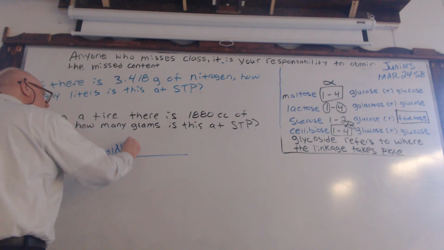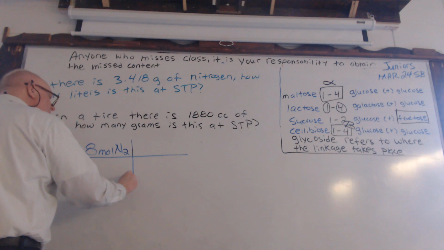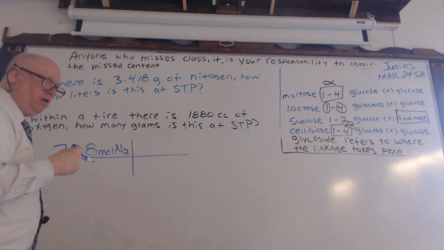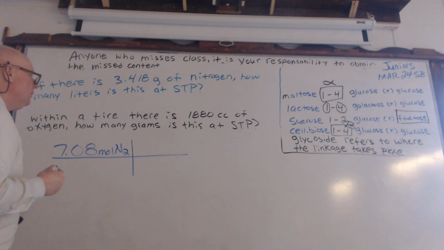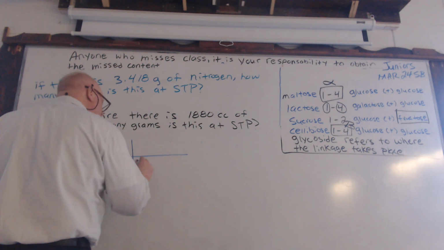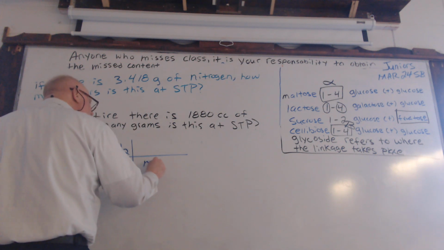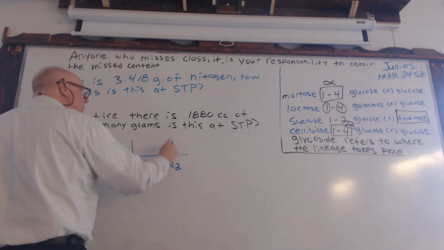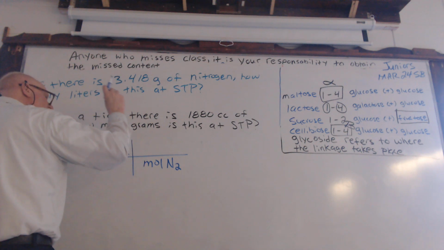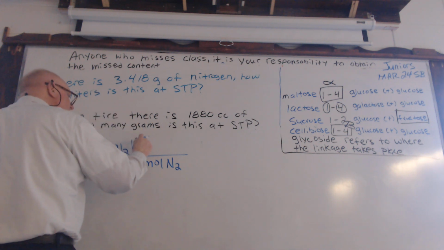So we're looking for a volume of this. And what did we say earlier? What was our conversion factor? 22.4. Okay. So for every mole of a known gas, for this mole of this known gas of nitrogen that's measured at STP, we know how many liters is that?